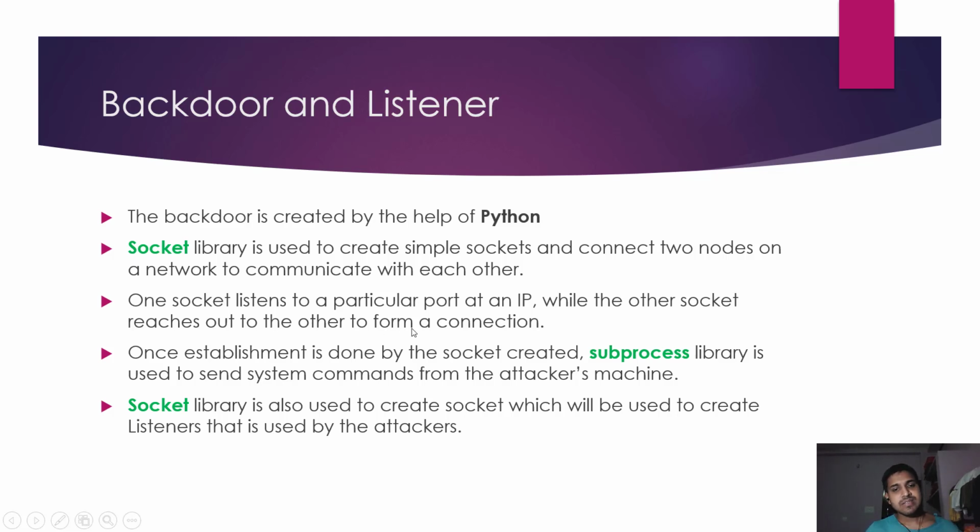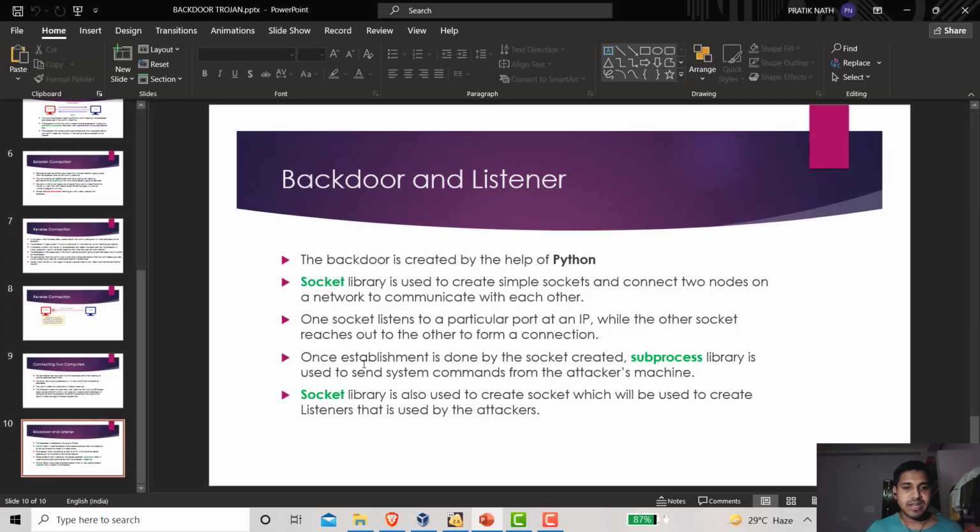One socket listens to a particular port at an IP, while the other socket reaches out to the other to form a connection. Once establishment is done, another library is used here, something called the subprocess library in Python, which is used to send system commands from the attacker's machine. So two things come into play here. One is establishing the connection, and the next one is sending system commands. Let's go to the demo part.